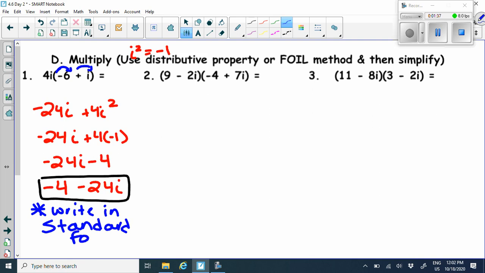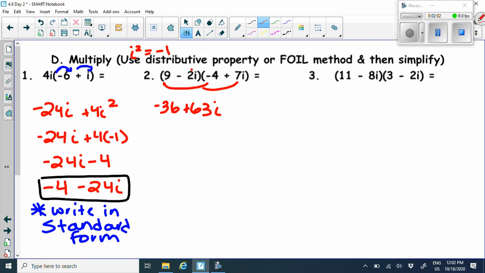Okay, let's look at example 2. We have 9 minus 2i times negative 4 plus 7i. So since we have two binomials, we're going to go ahead and FOIL this. So we're going to take the 9 and we're going to multiply that by the negative 4 and by the 7i. So I get negative 36 and then plus 63i.